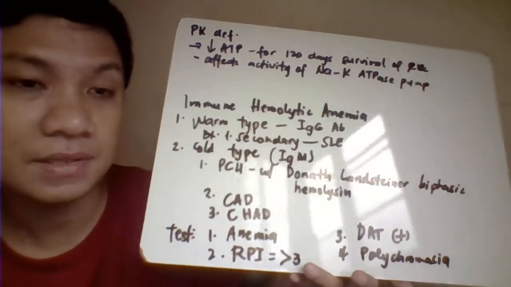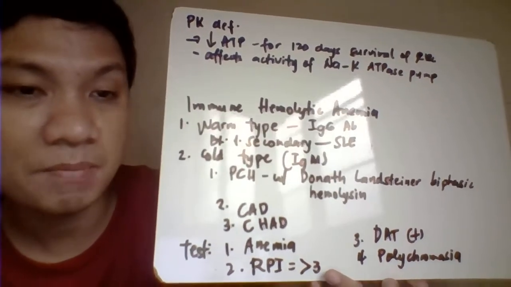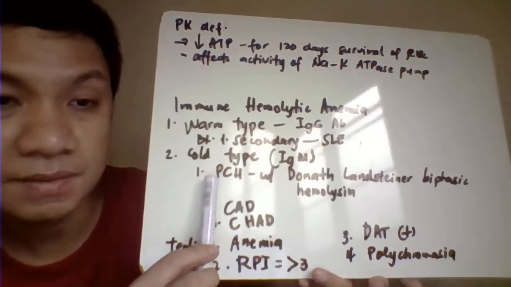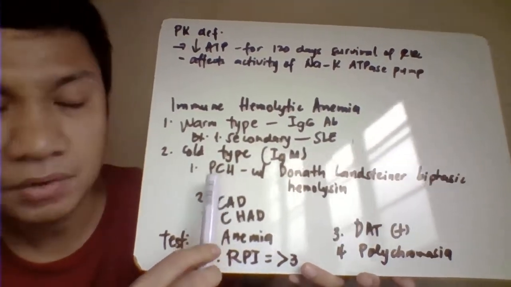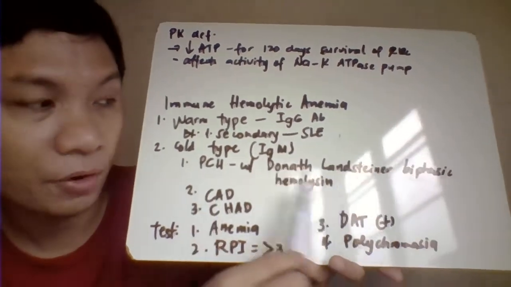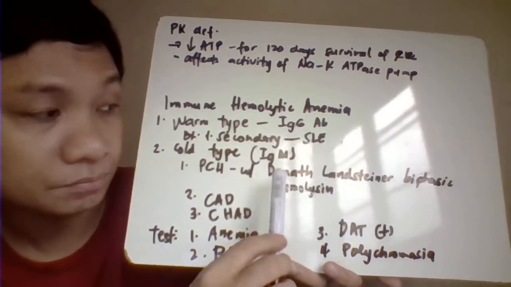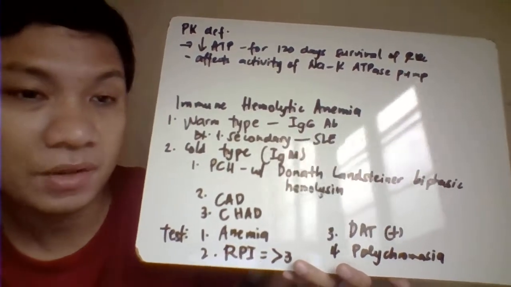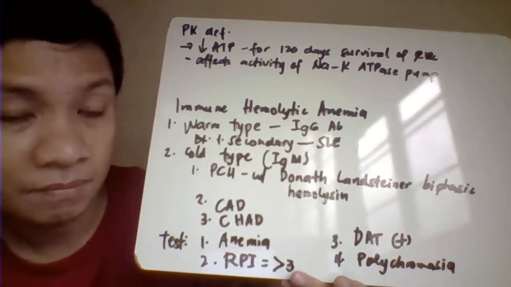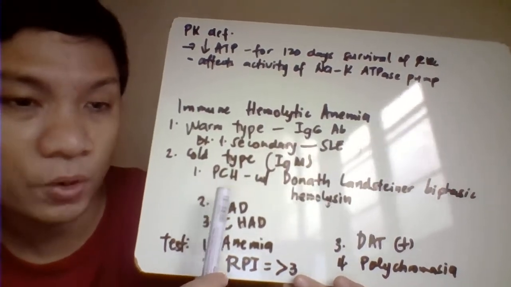It is reactive at 37 degrees Celsius. Cold type, on the other hand, is identified with more of the IgM antibody. An example of that is paroxysmal cold hemoglobinuria. This is characterized by the presence of a cold biphasic hemolysin, which causes lysis of our red blood cells. You call that the Donath-Landsteiner, which is the cold hemolysin. This is a biphasic hemolysin, and it is produced by someone who has paroxysmal cold hemoglobinuria.